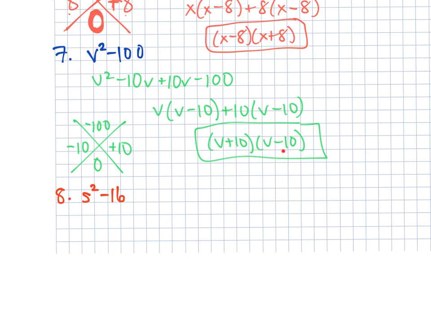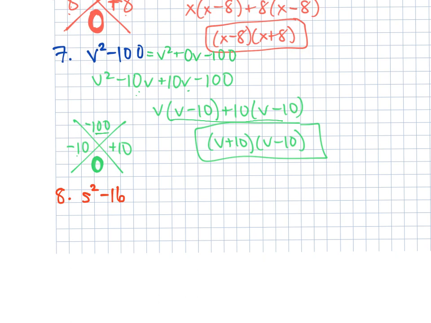Okay, hopefully you got v plus 10, v minus 10, right? Negative 100 times 1 is negative 100, that goes on top. Remember, this is the same as v squared plus 0v minus 100. So 0 on the bottom, the two numbers that are the same, or the square root of 100 is 10, so minus 10 plus 10. So split it out and then do your undistributing, and then you get v plus 10, v minus 10.